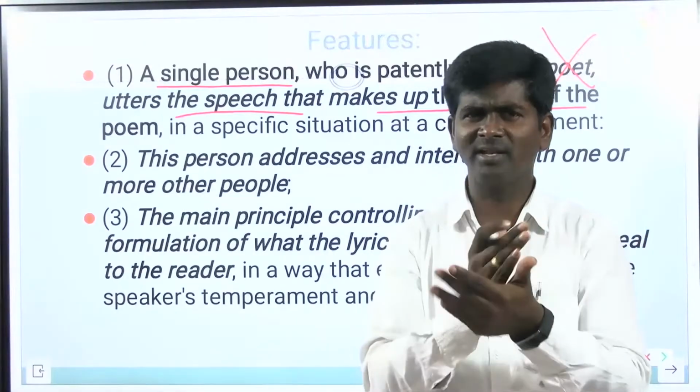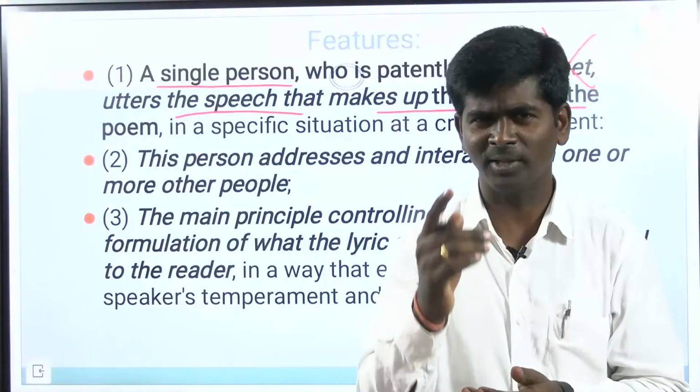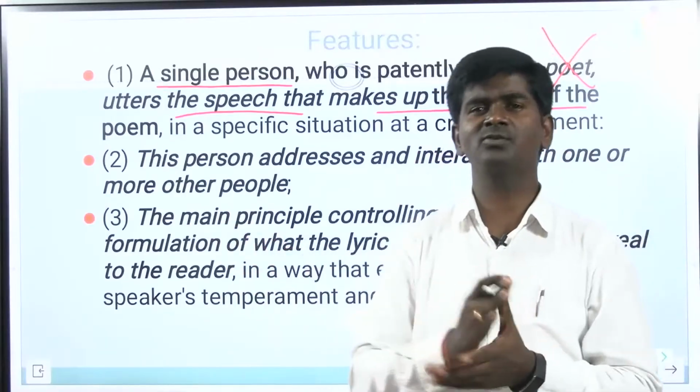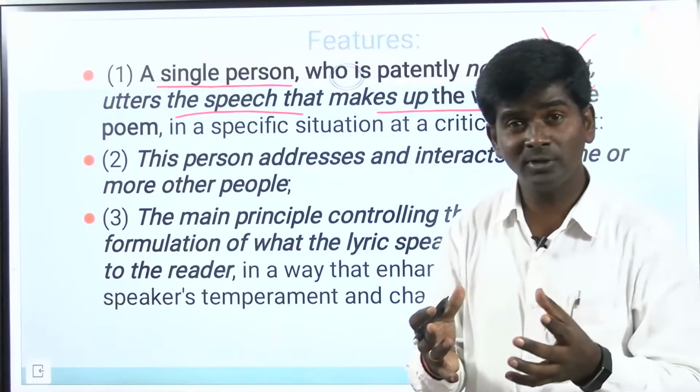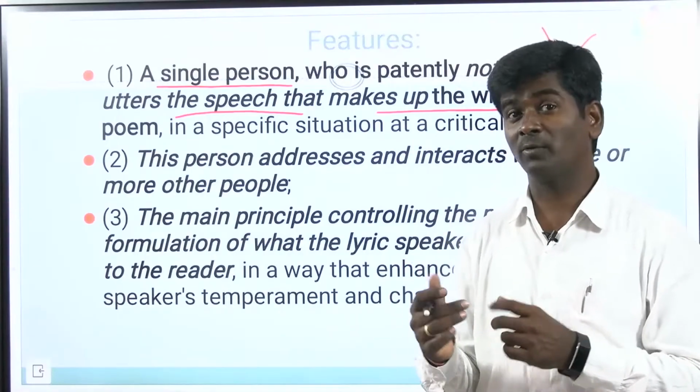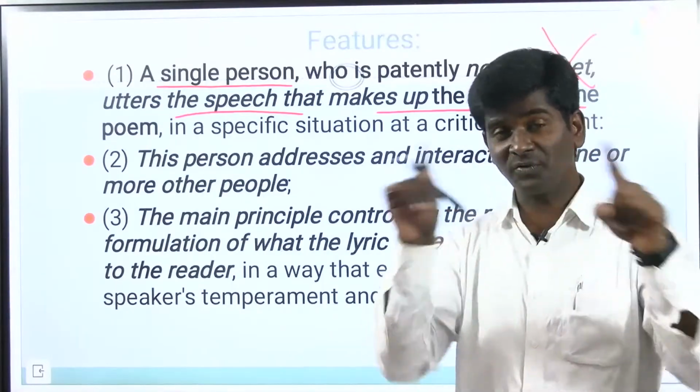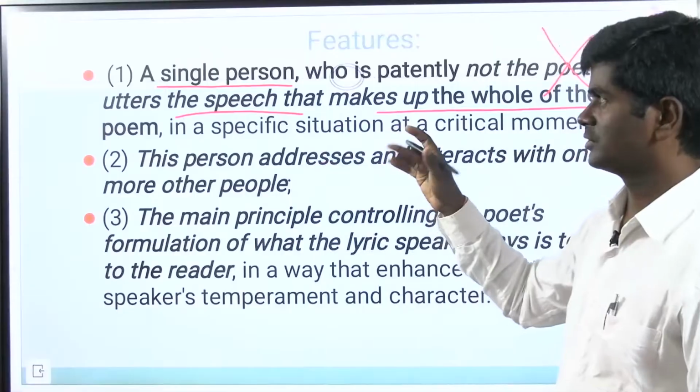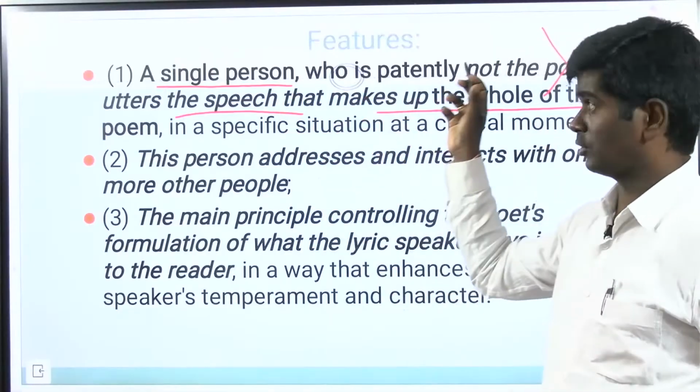But do you expect any kind of reply from the envoy or the emissary? No. This is called a dramatic monologue. And who is the poet? Robert Browning. Who is the speaker? The Duke of Ferrara. Different characters. So a single person who utters, not the poet.